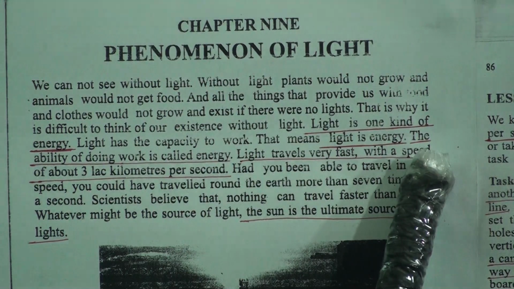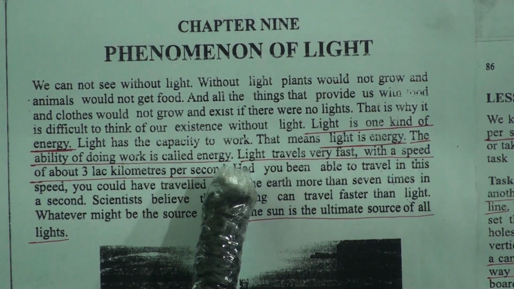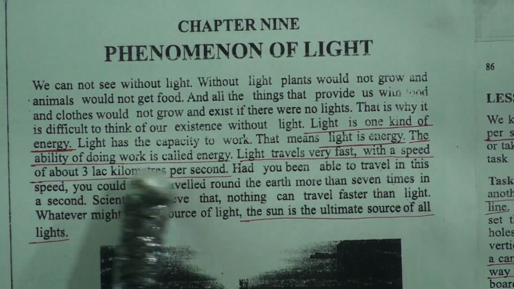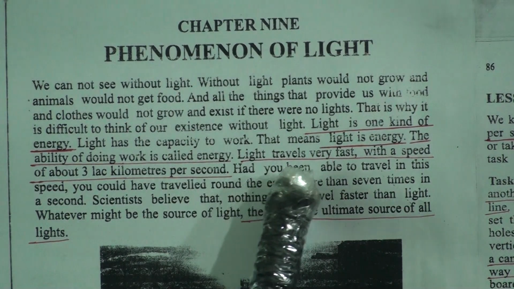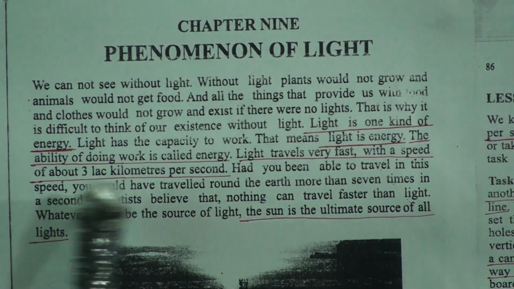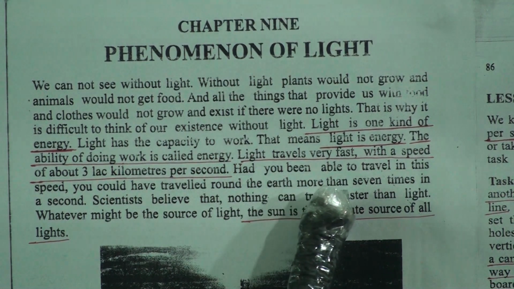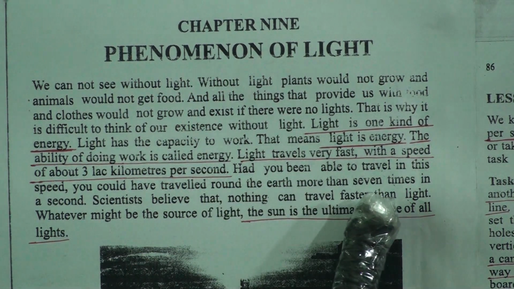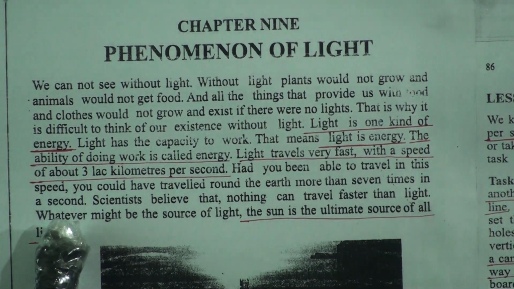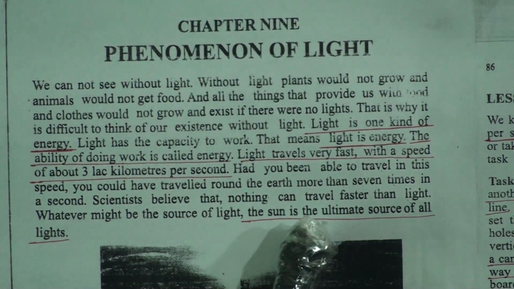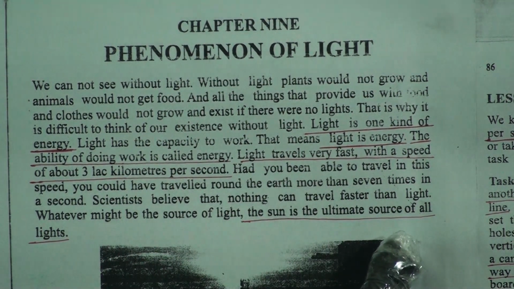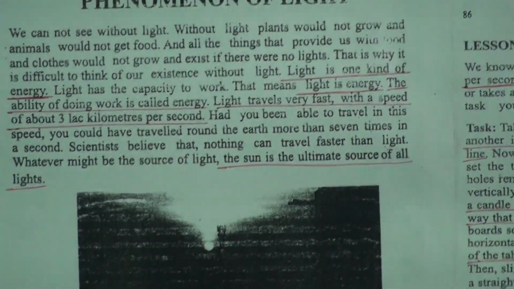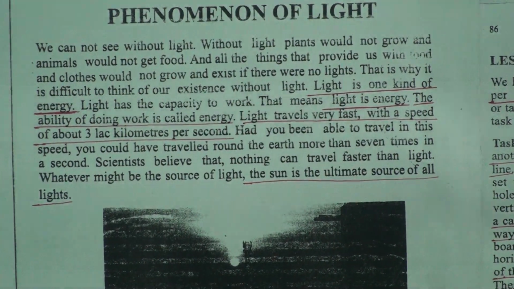Light travels very fast with a speed of about 3 lakh km per second. Had you been able to travel at this speed, you could have traveled round the earth more than 7 times in a second. Scientists believe that nothing can travel faster than light. Whatever might be the source of light, the sun is the ultimate source of light. Without light, we cannot see this beautiful world. And if light is present, that is why we can see this beautiful world.